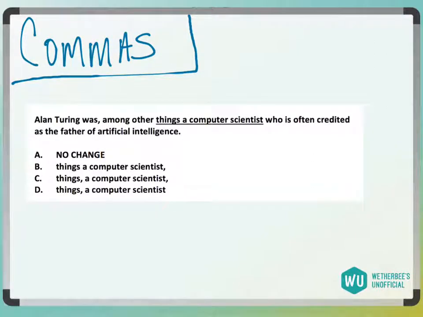All right, this one's a little tricky, right? That's because what we're going to have here are these interrupting commas. So what we have here, we already have this comma here. So let's go through our answer choices.